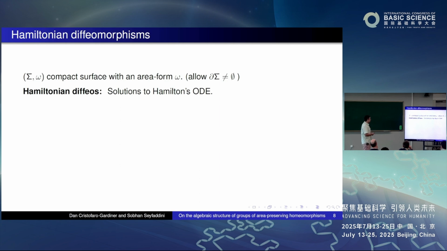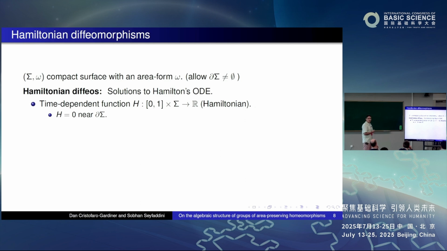Then there is a very special class of symplectomorphisms called Hamiltonian diffeomorphisms, which are defined as follows, and these play a really important role in our story. So these arise as solutions to Hamilton's famous ODE. You begin with a time-dependent function, or a Hamiltonian, on your surface. I suppose it vanishes near the boundary. That's just a technical assumption, but it's important.